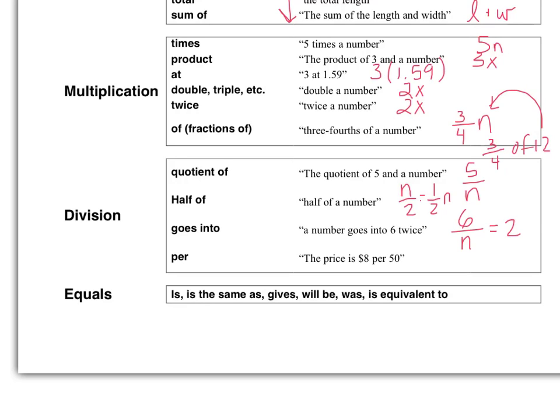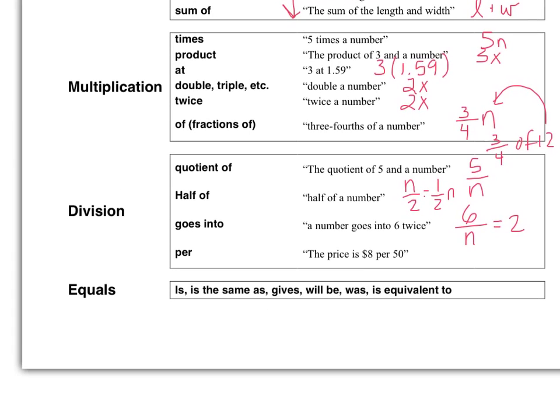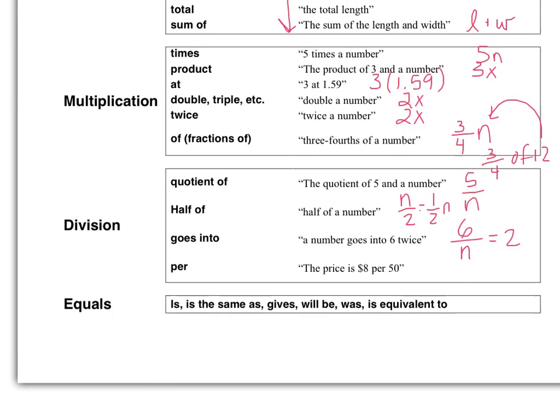This last one is the price is $8 per 50, and what it had in the answer key was P equals 8 over 50. I thought that one was a little strange. So just remember that per can absolutely be both division or multiplication. We could say $1.59 per item, and that would actually be the same thing as this one over here, so $1.59 per item would still be, but that would be multiplication then. So per we can use either way.